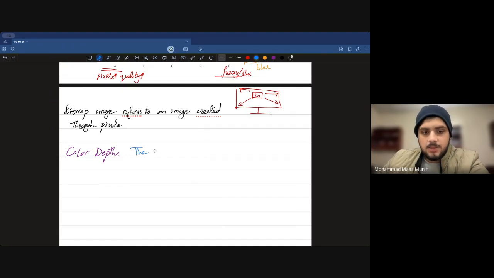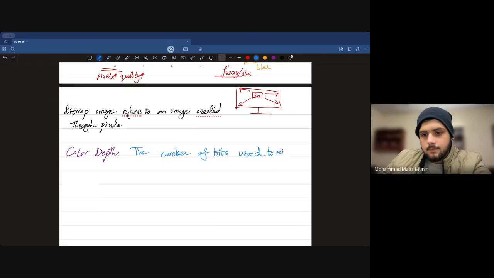The number of bits used to represent each color.